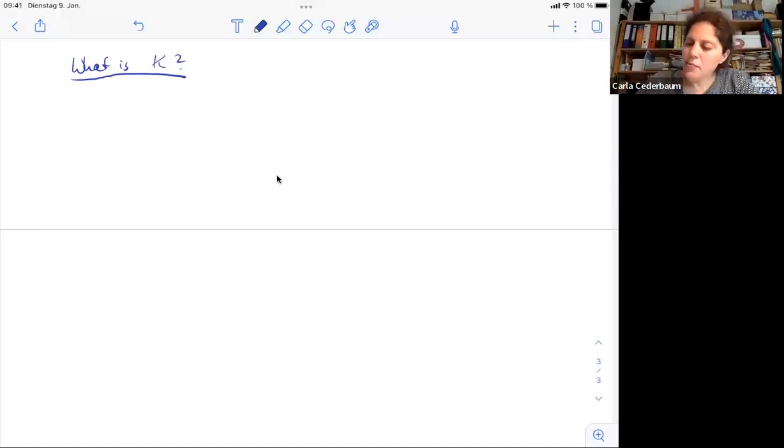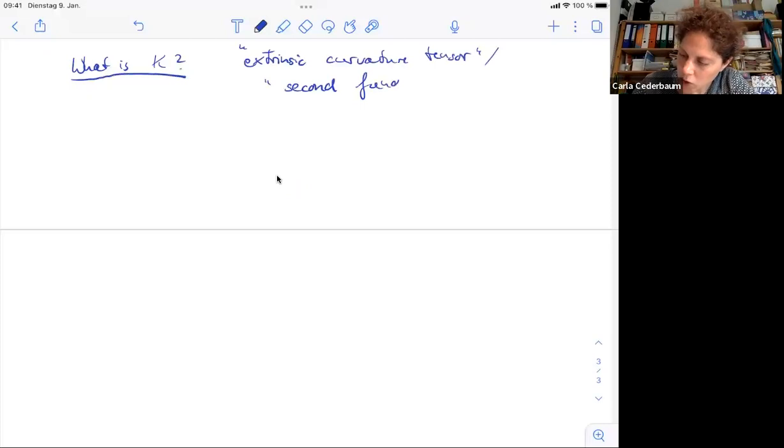So the name for this K is extrinsic curvature tensor, or in the more mathy literature, it's called the second fundamental form. And I'll define it in a second, but let me start by saying two things about these names.